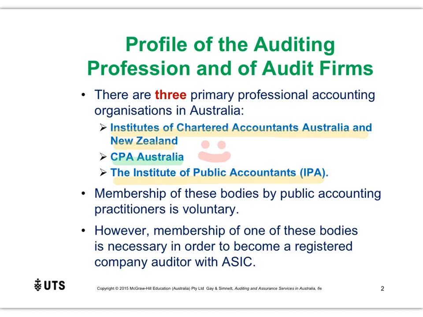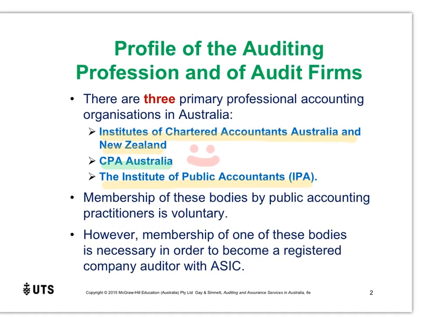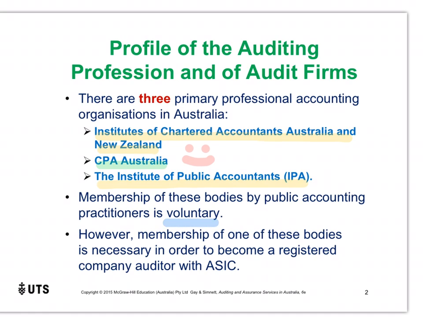Now, though membership of these bodies by accountants is indeed voluntary, membership is required if someone wants to become registered as a company auditor with ASIC. In order to gain membership into these professional bodies, often two elements are required. First of all, postgraduate studies. So there'll be a number of courses that you need to sit and pass. And also, you will require a certain minimum number of years of professional experience in the accounting industry.